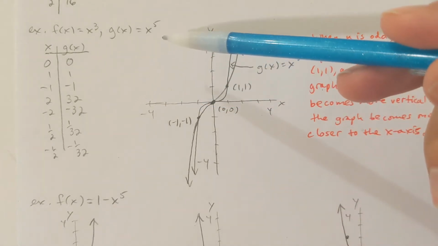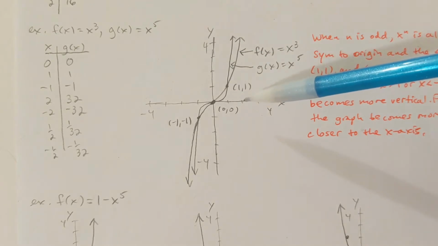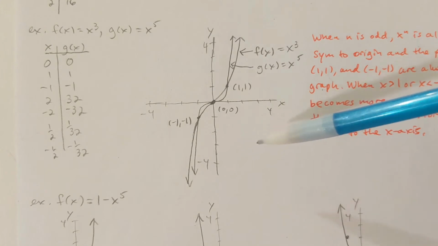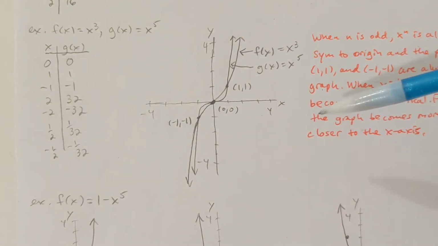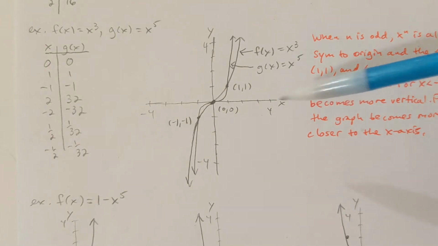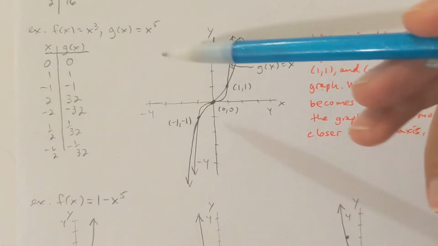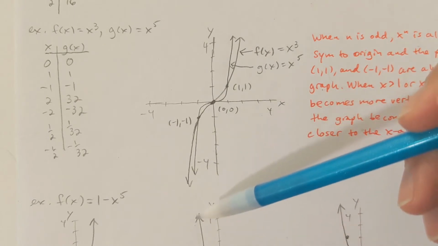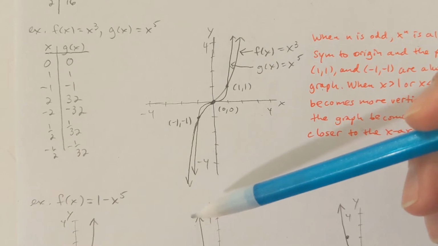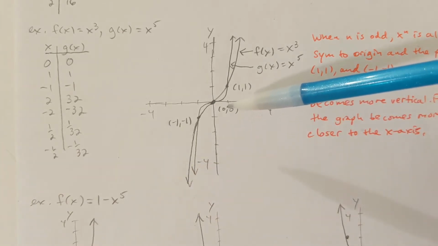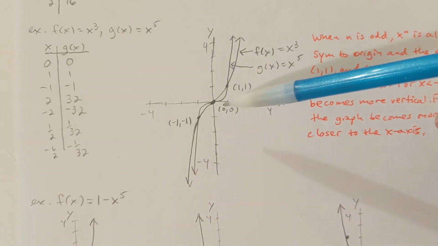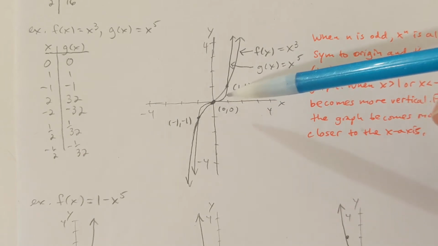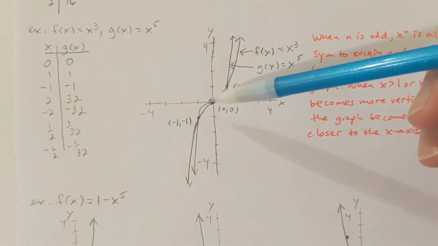When x is 2, 2 to the fifth is 32. Okay, so 2, 32 is way up there. Not on the scale that I've got there, but still on the graph. When x is negative 2, negative 2 to the fifth is negative 32. Okay, so here's negative 32. When x is 1 half, 1 half to the fifth is 1 over 32. Okay, so that's right about there. When x is negative 1 half, negative 1 over 32.